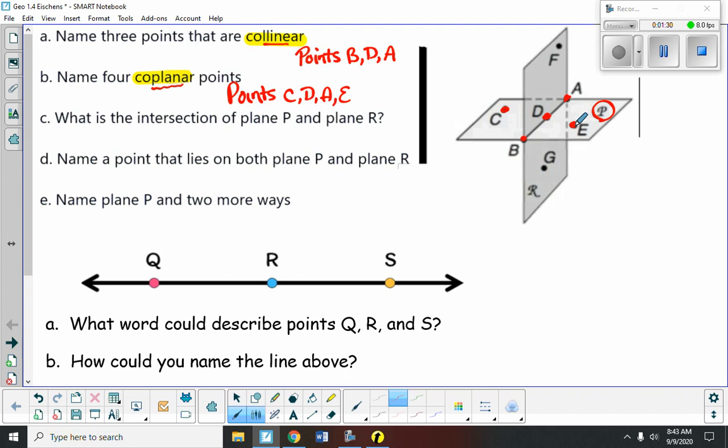Or if we're looking at plane R, let me use another color here, we could say points G, F, A, and B. Those are all on this gray plane or plane R. The next question says, what is the intersection of plane P and plane R? All right, so plane P is this one, plane R is this one, and where they intersect is all along this line right here.